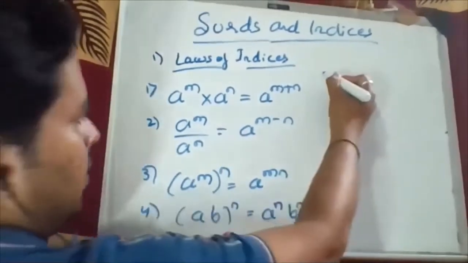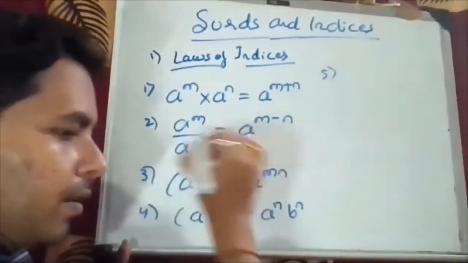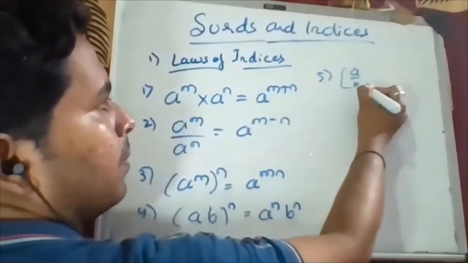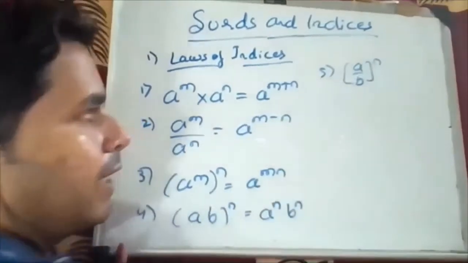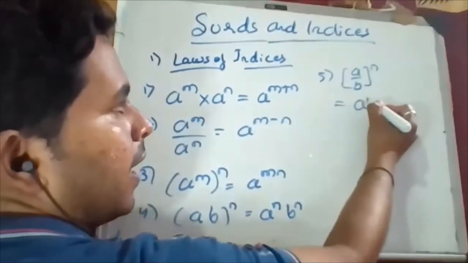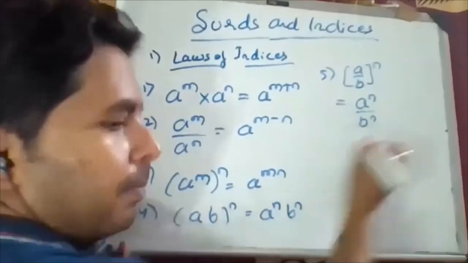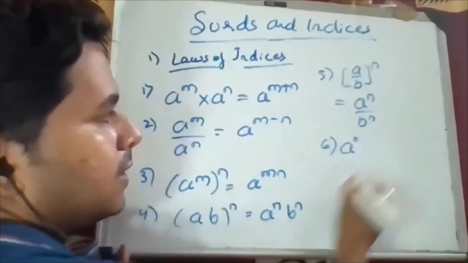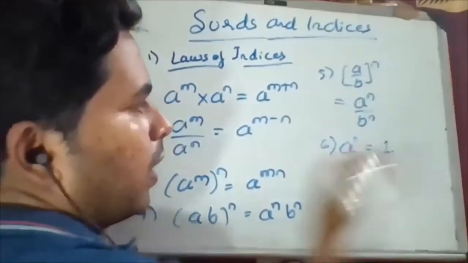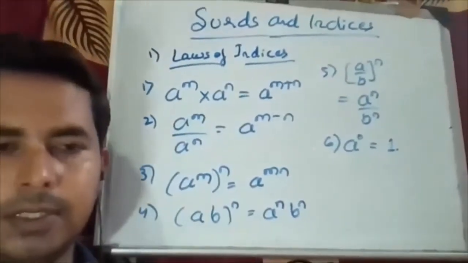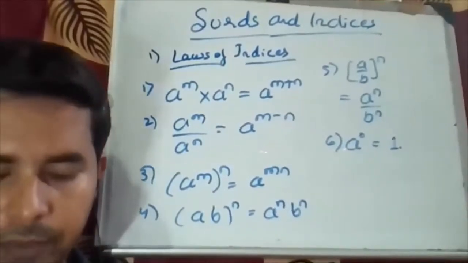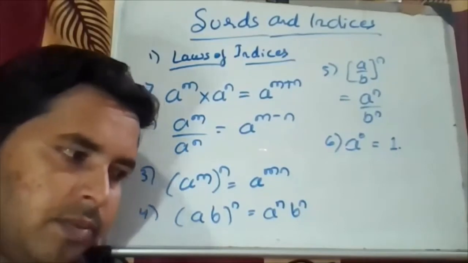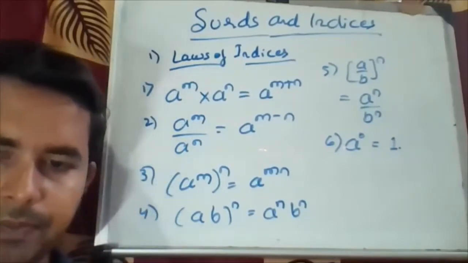Okay, and the fifth rule will be, if I divide in the same way two different numbers a and b with their common index, we'll get the answer as a raised to n by b raised to n. And you already know, if the index is 0, you'll get a value of 1. So these are the formulas you people have to remember. It will help you to solve the simplification problems.